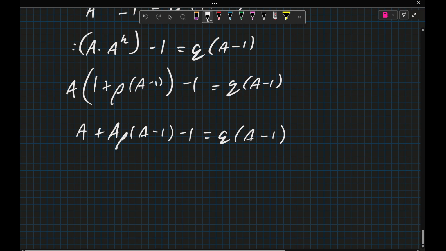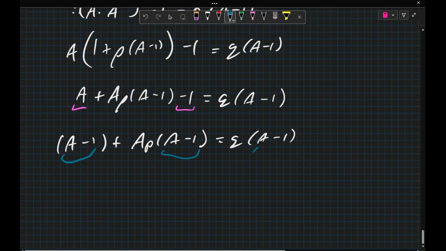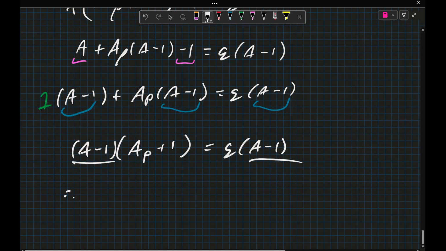Okay, so if we actually group these together, so if we have this a minus 1, there we go, we're going to have an a minus 1 plus ap times a minus 1 is q times a minus 1. So look, we have an a minus 1 here, a minus 1 with a scale factor in front of them. So we're just going to have a minus 1 times ap plus 1 is q times a minus 1. Again, sharing this a minus 1 common factor. Therefore, multiples of a minus 1.